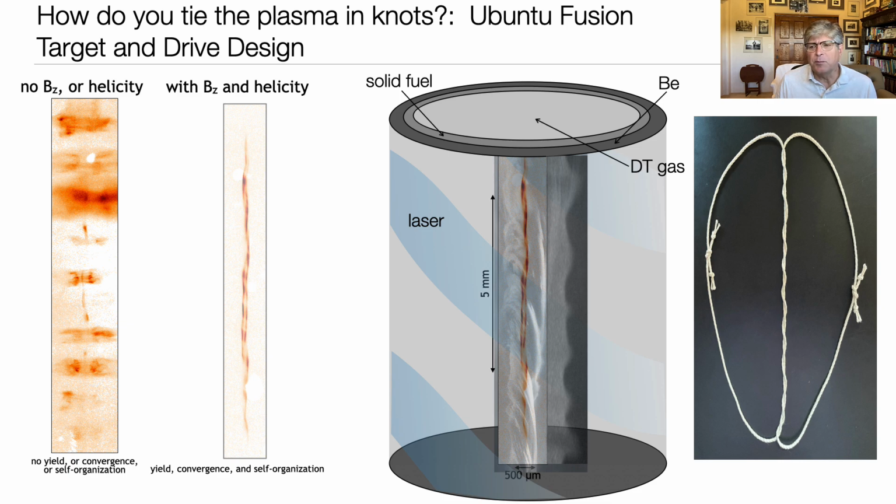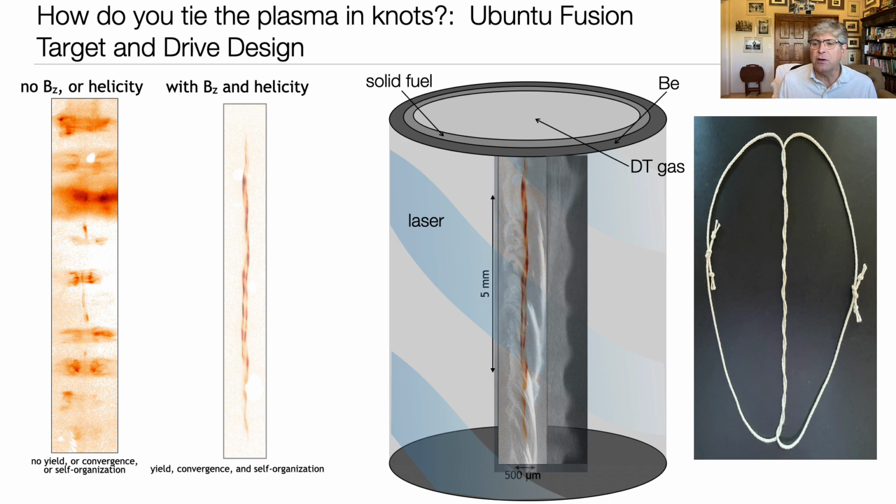How do you tie the plasma in knots and keep them compact? This is the job of Ubuntu Fusion target and drive design. Shown on the left is what happens if the plasma is not tied in a knot, that is, it has no helicity. To its right is a plasma in a Z-pinch that is tied in a knot, that is, it has helicity. On the right-hand side is the target and drive of the proposed laser Z-pinch.